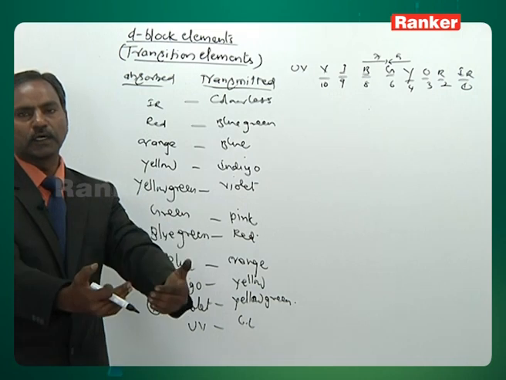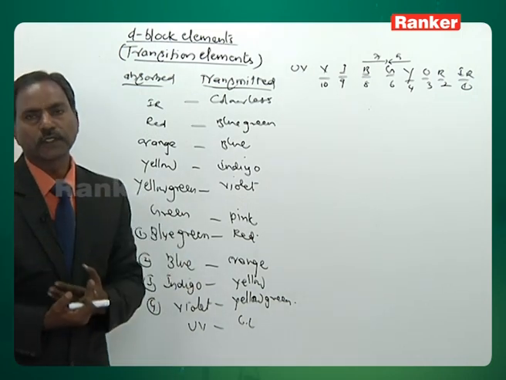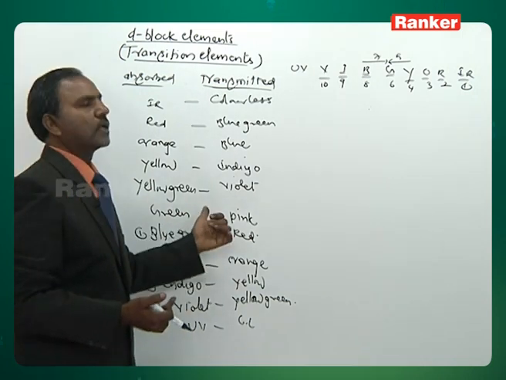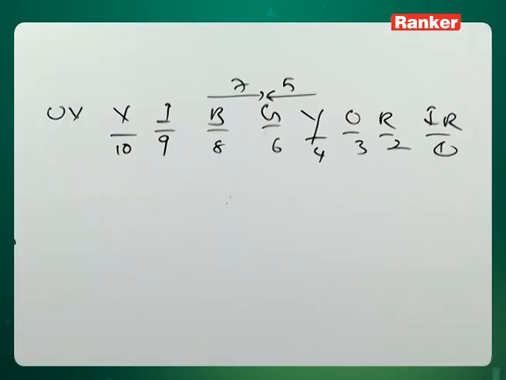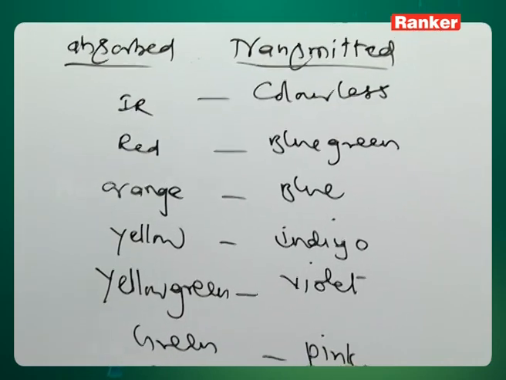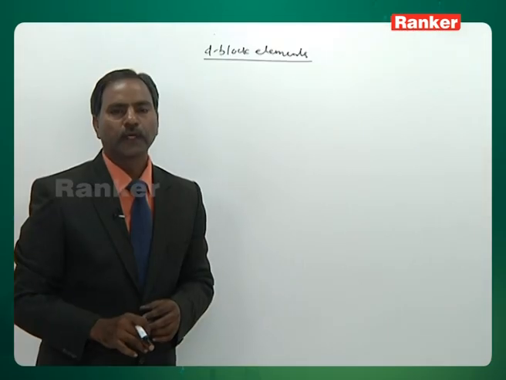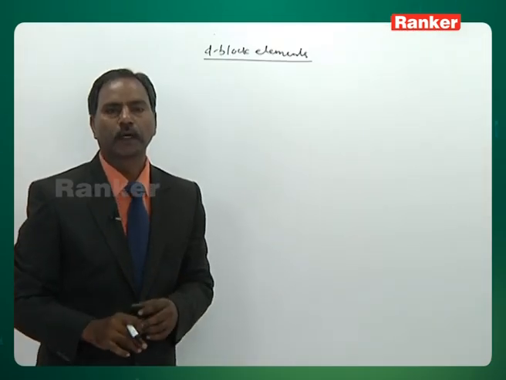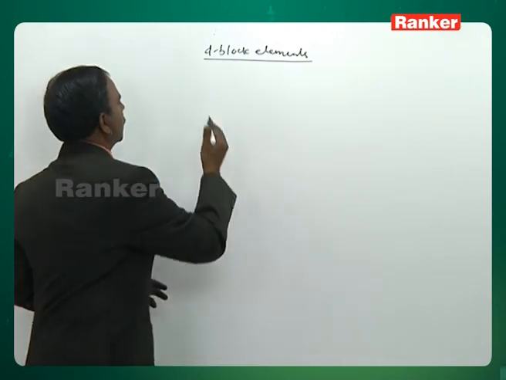You know well, an electron in the higher energy level is less stable. Once it has entered the higher energy level, again it comes back to the same lower energy level. While de-excitation, the absorbed energy is actually transmitted. Whatever color it is transmitting, that will be the color of the compound.